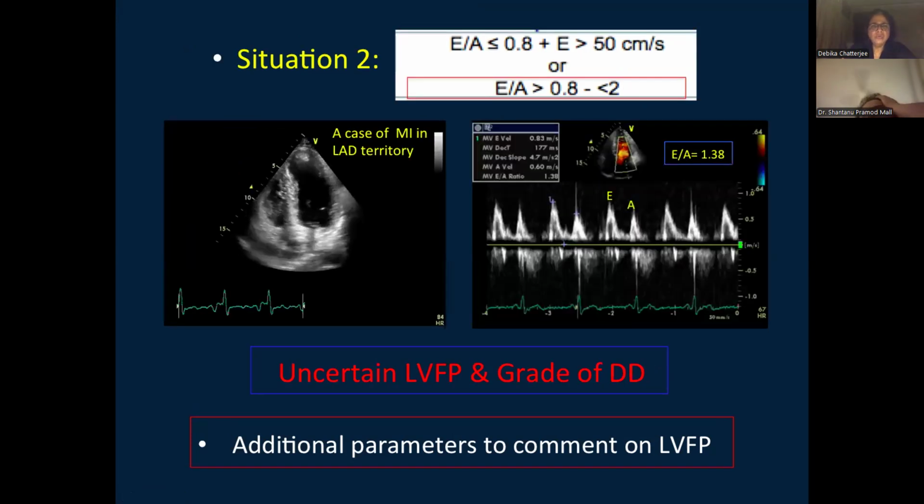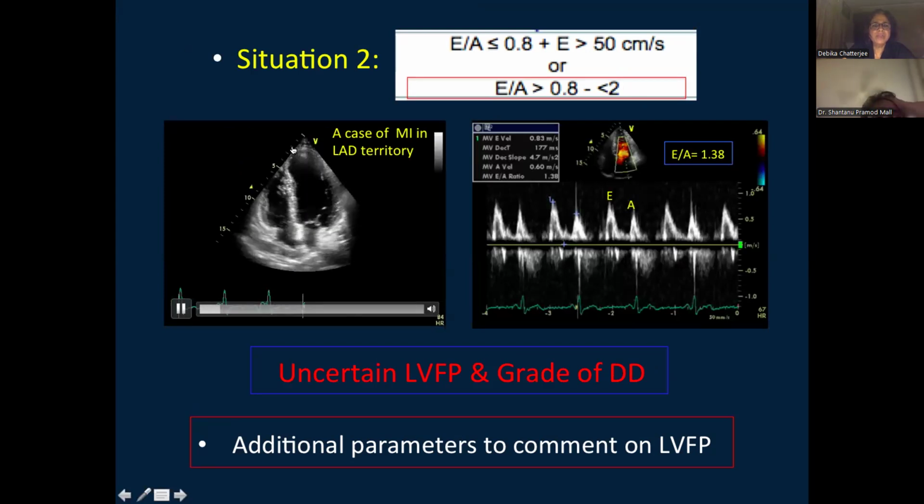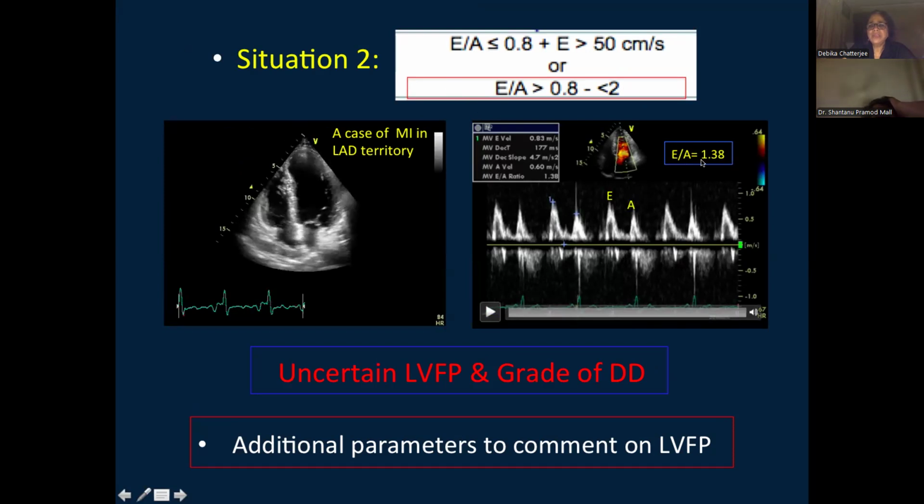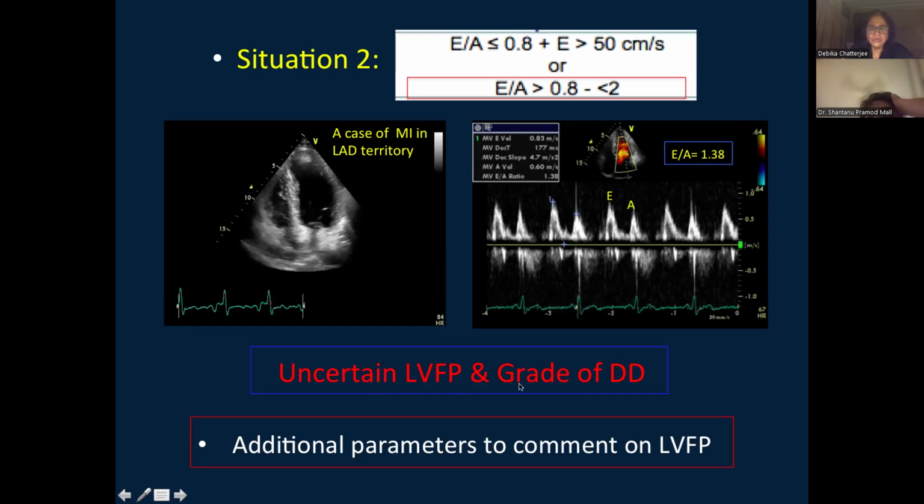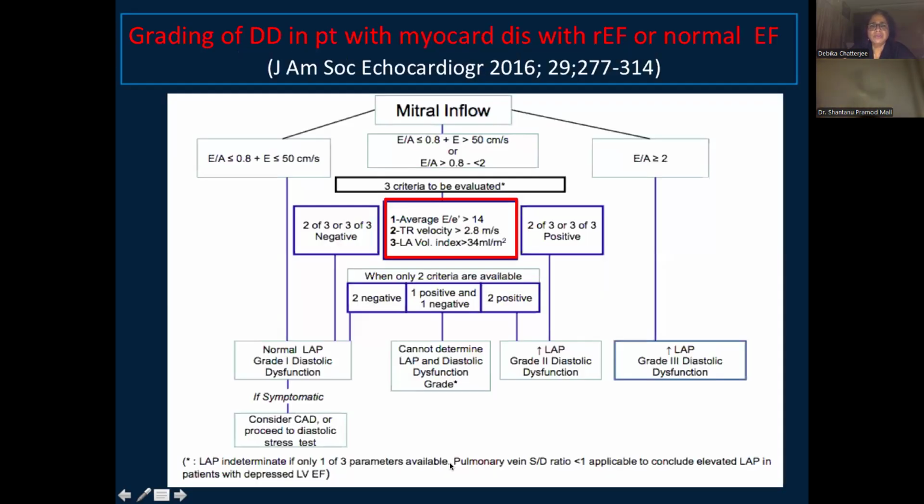And then situation 2. This is a case of LAD infarction. Look, the apex is scarred and akinetic with a thrombus in it. Here, look, the E/A ratio, though the E wave is more than A, is 1.38, so it is in between 0.8 to 2. So here again, LV filling pressure is uncertain to comment on, and also the grade of diastolic dysfunction. We need the additional parameters. So what are those parameters? I have already told you.